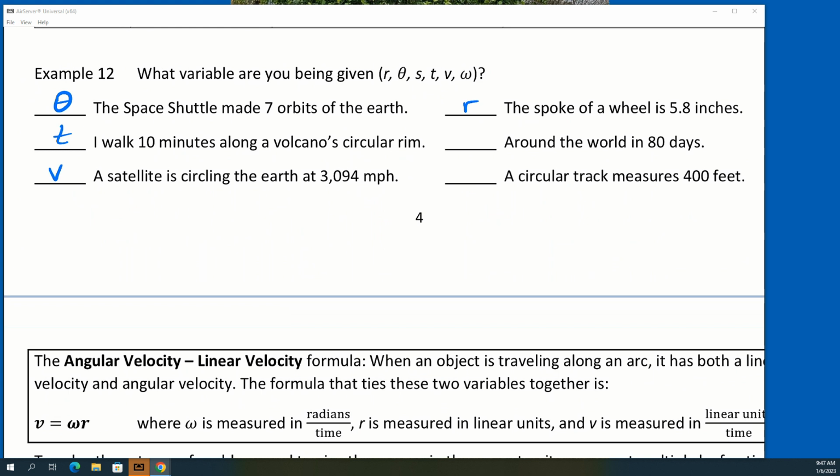All right. Around the world in 80 days. Around the world. One revolution in 80 days. Omega. All right, and then a circular track measures 400 feet. There's only one we haven't used. It's S, arc length. So a rounded distance is arc length.